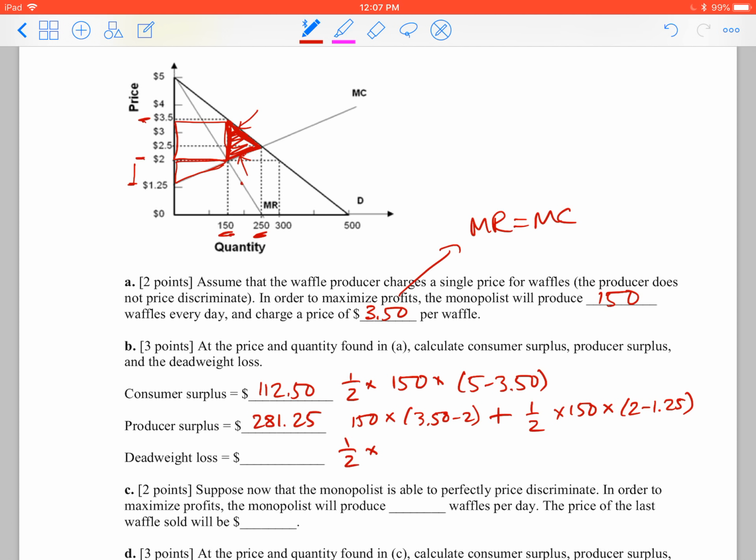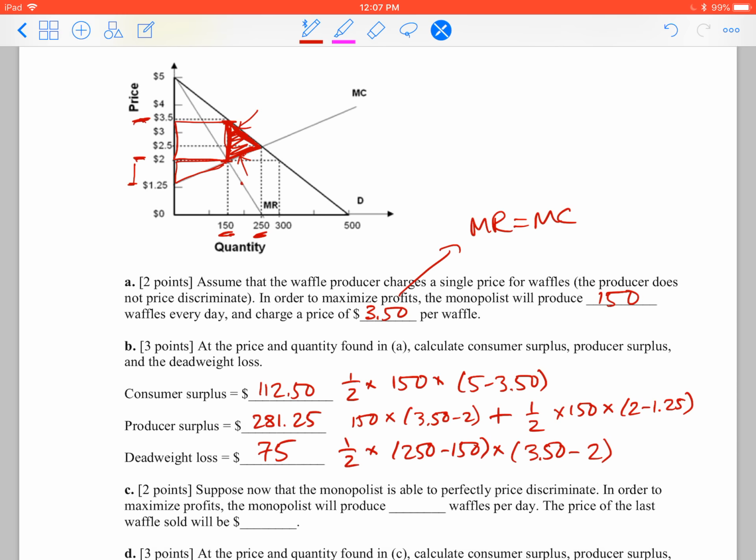The base here is 100 waffles, so 250 minus 150. And then the height is between $3.50 and $2, right? The height of this triangle. So $3.50 minus $2. So that's a deadweight loss of $75.